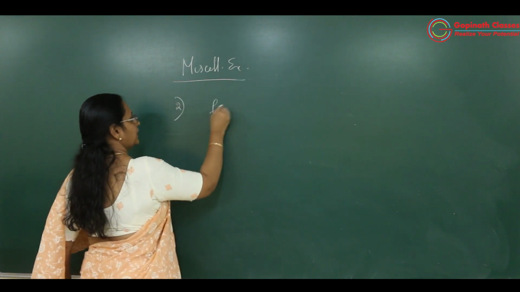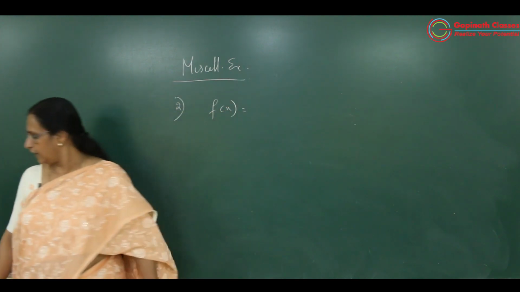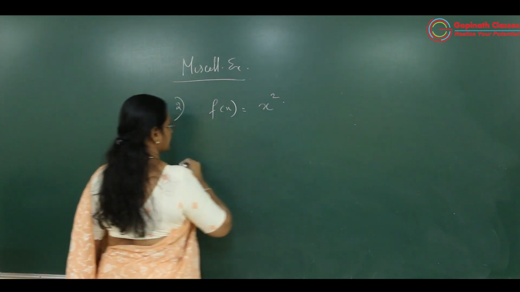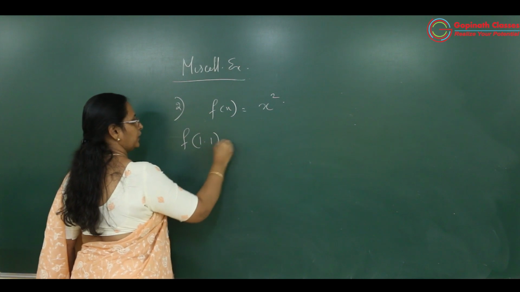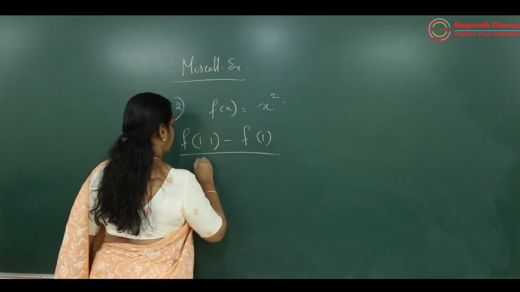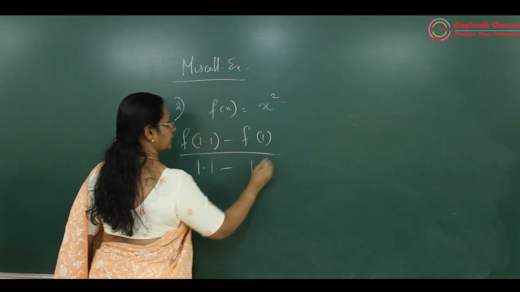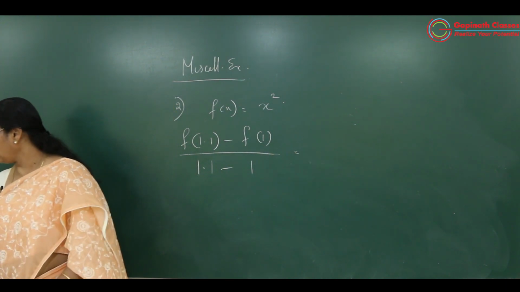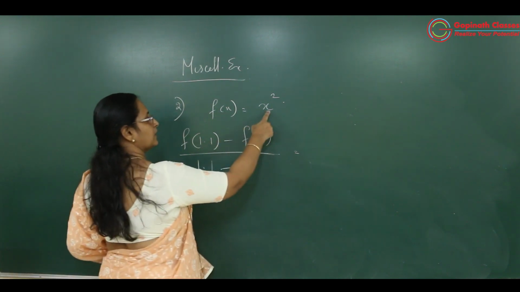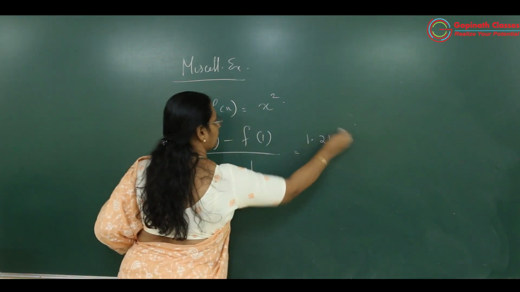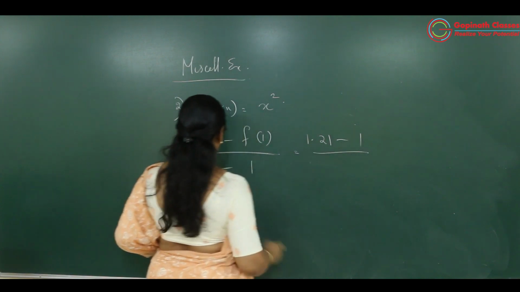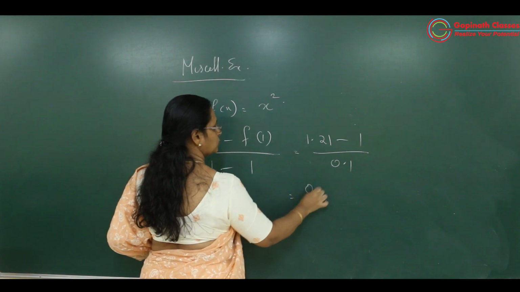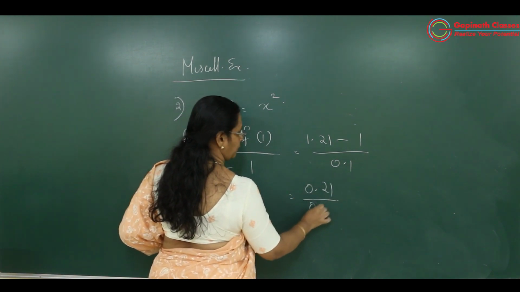Second question is f(x) is equal to x squared. f(x) is given as x squared and you have to find out (f(1.1) minus f(1)) upon (1.1 minus 1). f(1.1) is 1.1 squared, which is 1.21, minus f(1) is 1 squared, which is 1, divided by 1.1 minus 1 is 0.1. So this is 0.21 divided by 0.1.